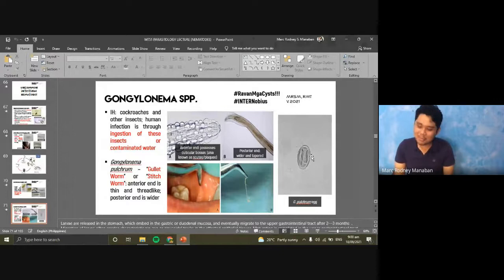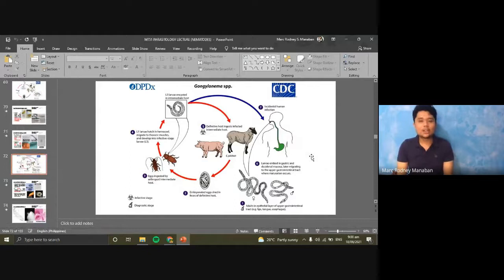So, we'll go now to the life cycle. Again, we get it from accidental ingestion of these insects that contain the larva. Now, once inside the intestine, incidental human infection, of course, the bug is digested and the larva is released. Now, the larva will migrate from the stomach and your small intestine to the upper GI tract, the esophagus, and the oral cavity. So, here they mature. Okay? So, from the intestine and stomach, it migrates to your throat, your oral cavity. Alright? And here it matures.